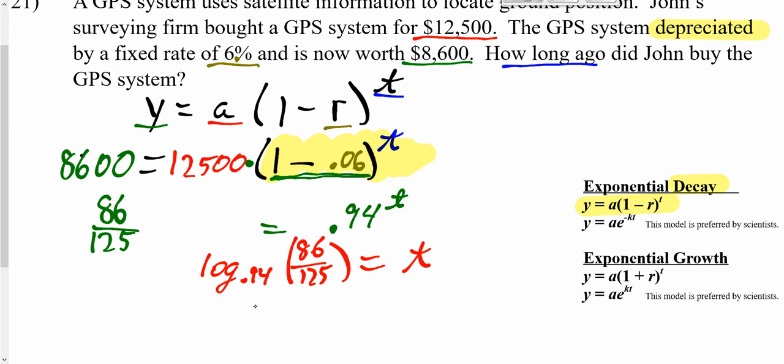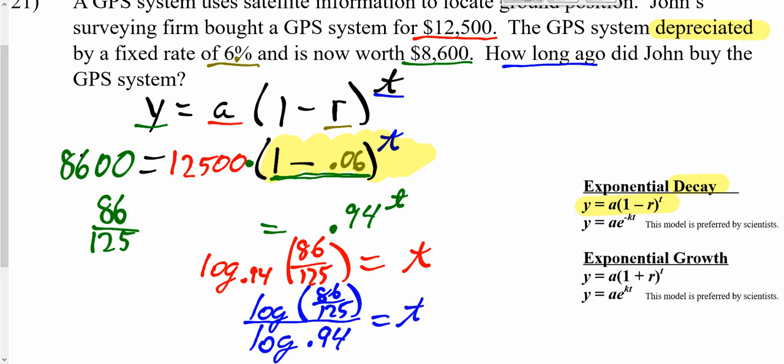So now to type it into my calculator, I have to use my change of base formula. So I'm going to go log of that fraction divided by the log of that subscript base. And I'm going to type that into my handy dandy calculator, go log 86 divided by 125, close parenthesis, divide log 0.94. And when I do that, I get about 6.0439 years.